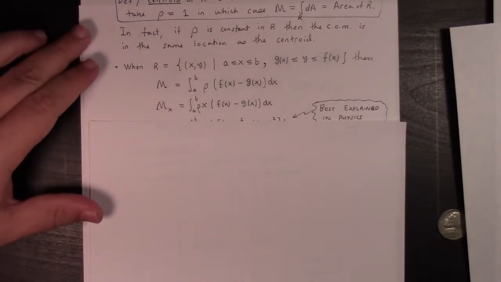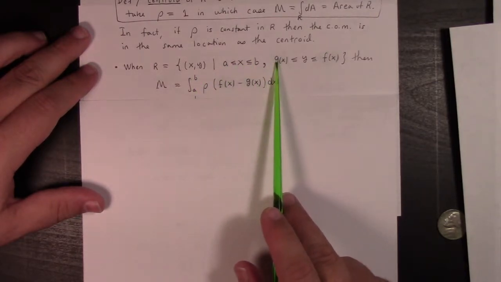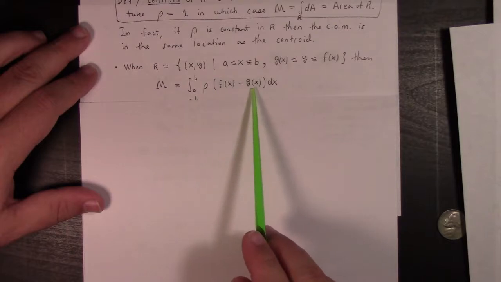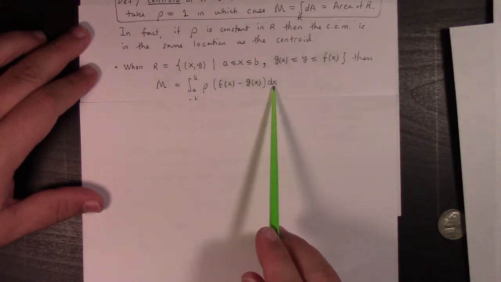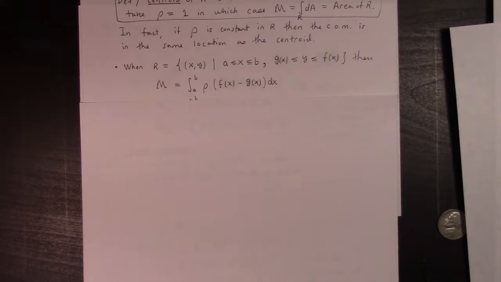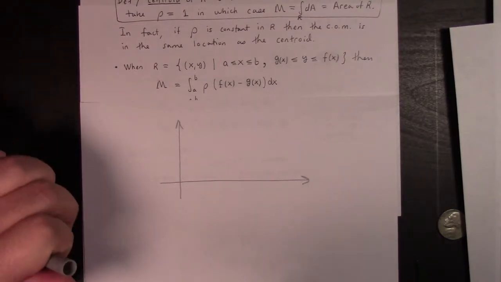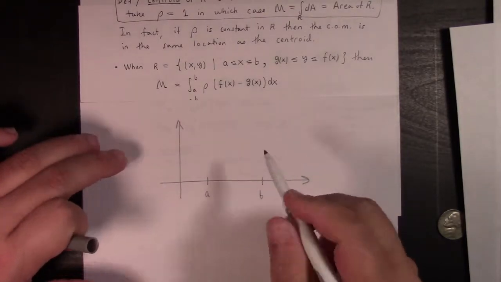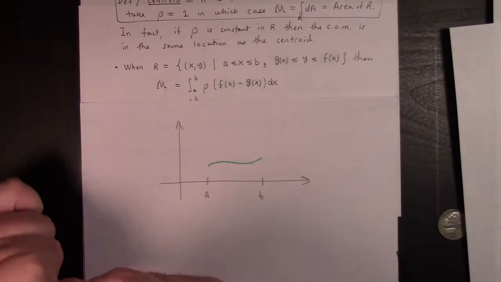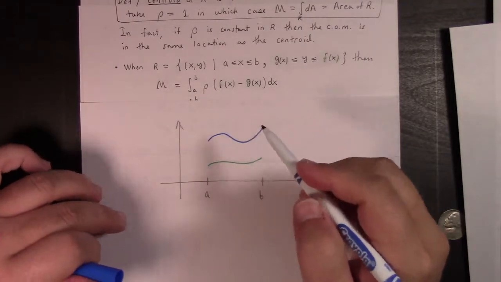A little bit more in terms of formulas here. If we have the region between a and b and between two graphs, y equals g of x is the lower graph and y equals f of x is the upper graph, then the mass we could integrate as density times f of x minus g of x dx, because this is just the formula for dA. Here, let me draw the picture. So a, b, you've got some lower function g, you've got some upper function f.